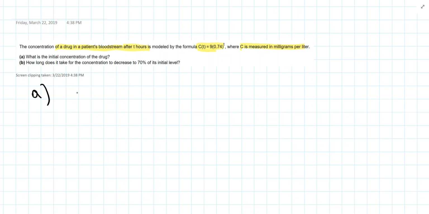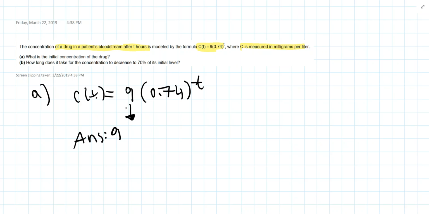Well, we can just read that from the formula, because we know that this value right here, 9, is the initial concentration. So the initial concentration is 9. So this is the answer. You're just reading it off the formula.